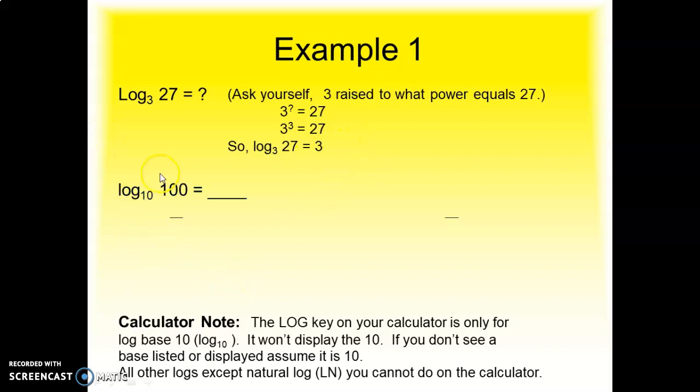Log base 10 of 100. So you ask yourself in your head, 10 to what power is 100? That's just 2. So this answer here is 2.